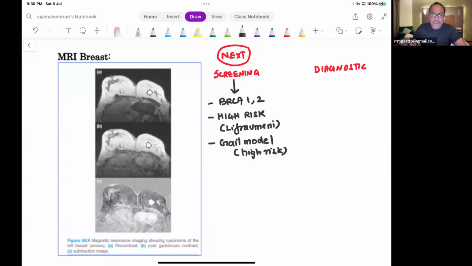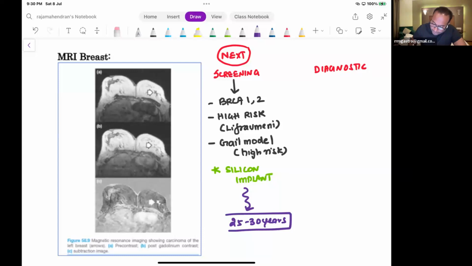Whenever according to the risk calculation it comes as high risk, you should do this. So it is used as screening in all these patients, and also in females who have silicone implants. The only option is to go for this MRI. MRI as a screening for high-risk patients should be done from 25 to 30 years. In this age group, you should start doing screening.